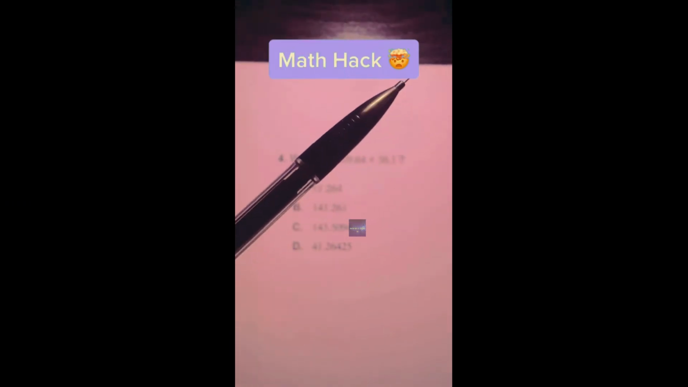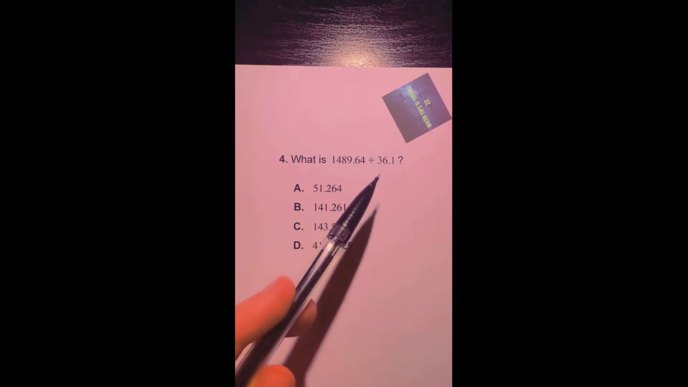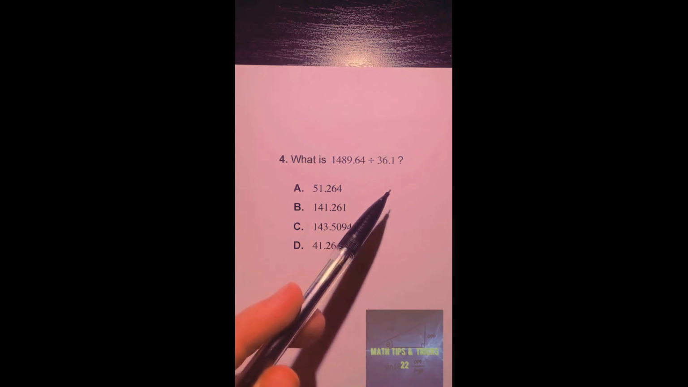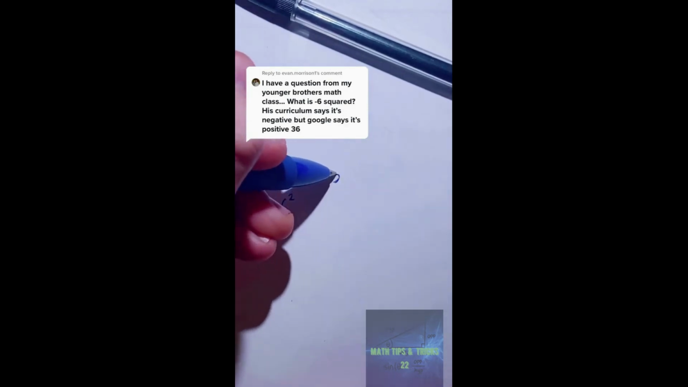All right, let's learn a math hack that's too good to be true. All right, so what is 1,489.64 divided by 36.1? All right, so first what we want to do is, all right, so what is -6 squared? Well, it depends. So if it's like something like this, it's actually in math the same as just 6 squared and then negative, so that's equal to -36. But if you add parentheses like this, it's going to just be equal to 36.